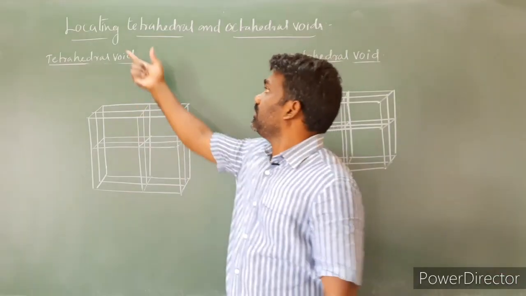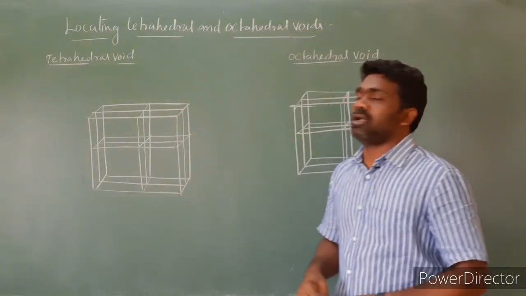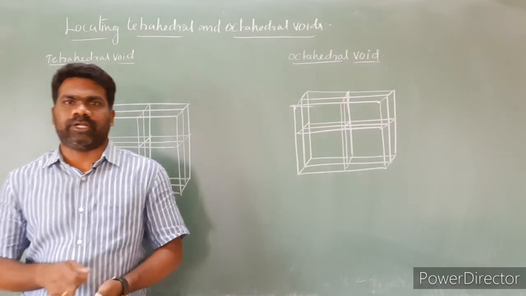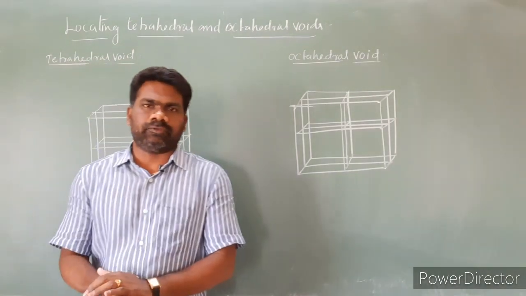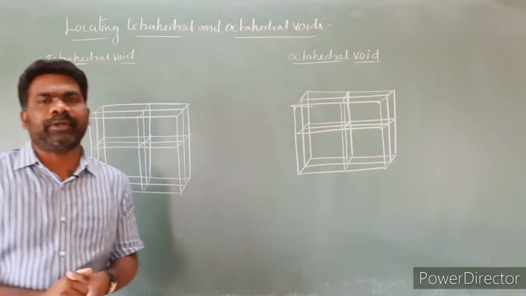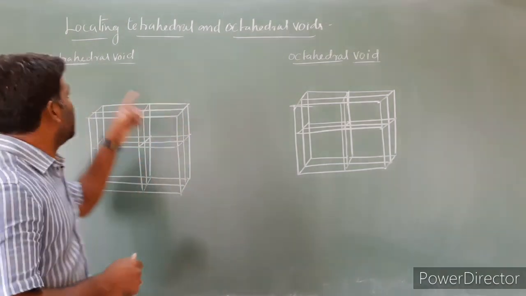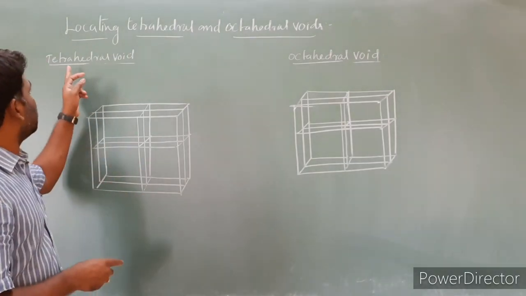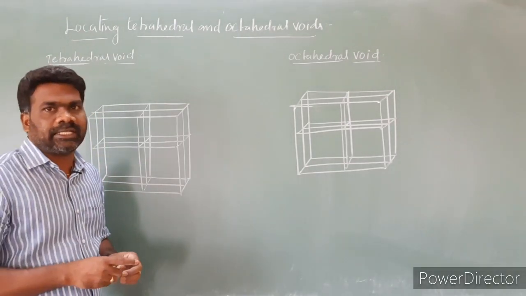Next topic: locating tetrahedral and octahedral voids. First let us discuss the location of the tetrahedral void. We know very well that a tetrahedral void is defined as the void surrounded by 4 spheres. Now let us look at where the tetrahedral void is present in a unit cell.